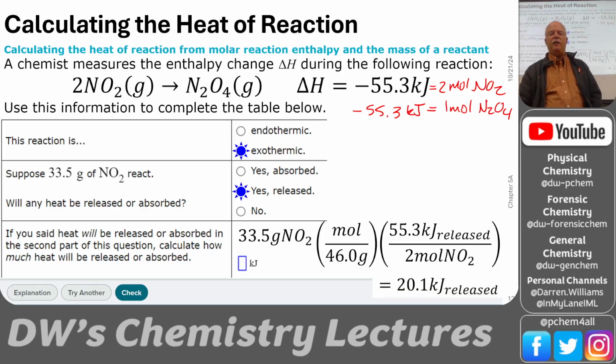But this is why the value that you enter into Alex is positive 20.1, because it's just saying how many joules were released. That word released means the negative piece. Does that confuse anybody? Okay.